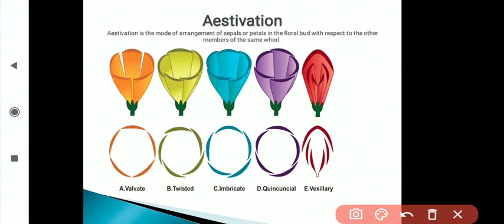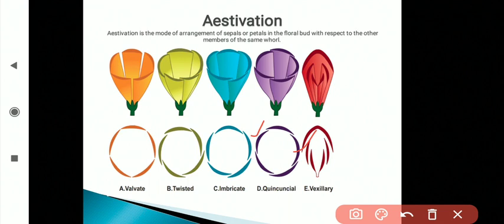Third one, that is quincuncial type of aestivation. In this type, two sepals are with both margins outer. Here the two sepals, this one and this one, have the outermost margins and overlap two wings, which in turn overlap two with both margins inner. Here there are two sepals whose margins are at the outer side, while another two sepals, this one and this one, have both margins present on the inner side.